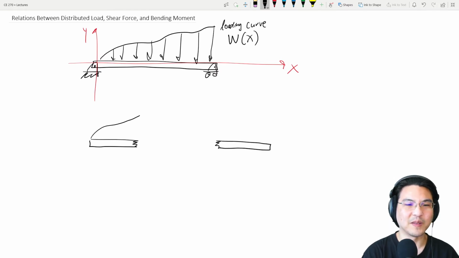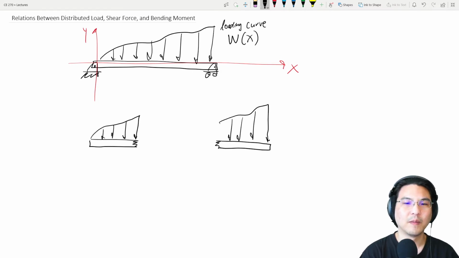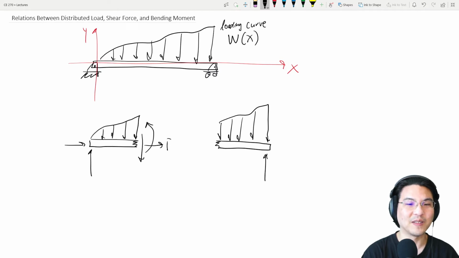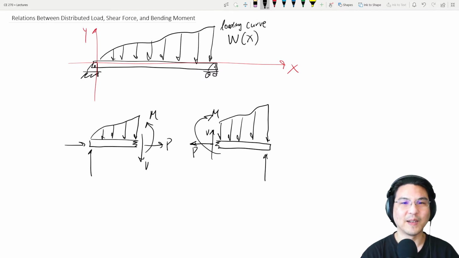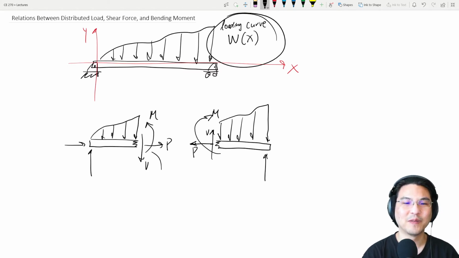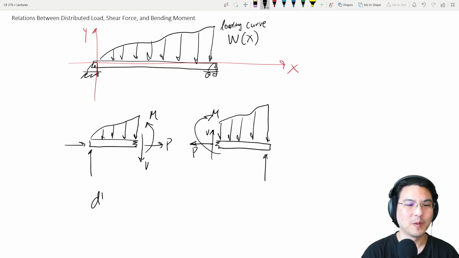So then there's the distributed load. But then when you cut it, you expose the internal forces and moments, right? The axial force, shear, bending moment, axial force, shear, bending moment. Now I'll tell you the answer. The relationship between loading curve and shear is like this. Take the derivative of the shear with respect to X, and that is minus the loading curve.